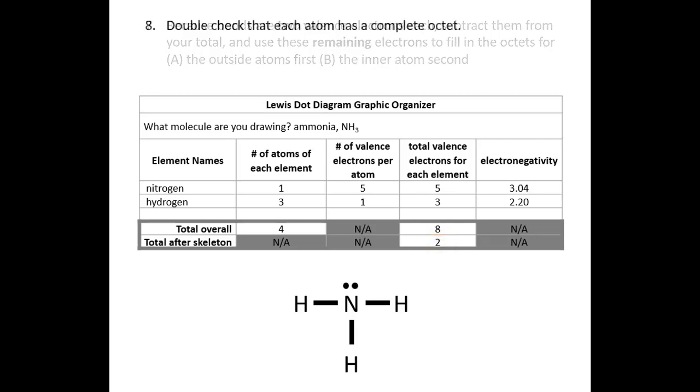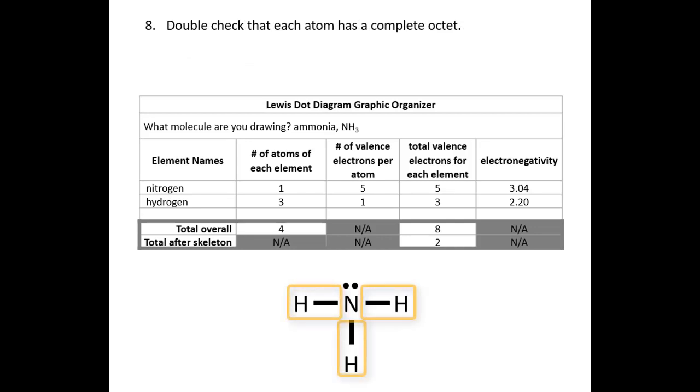Step 8. Double check that each atom has a complete octet or a full outer energy level. The 3 hydrogens are good with 2 electrons each, and the nitrogen is good with 8 electrons. That's all there is for this video. I hope it is helpful.